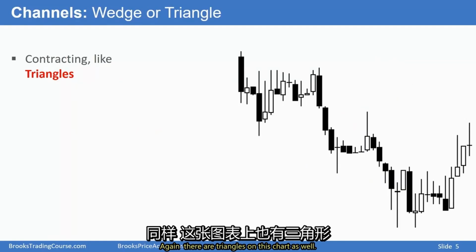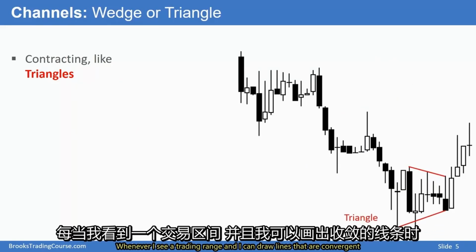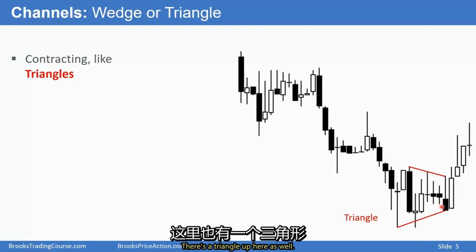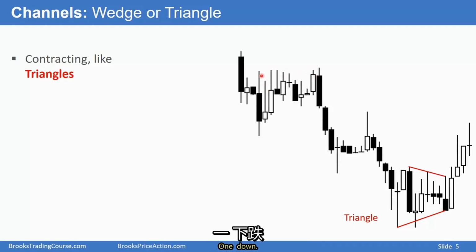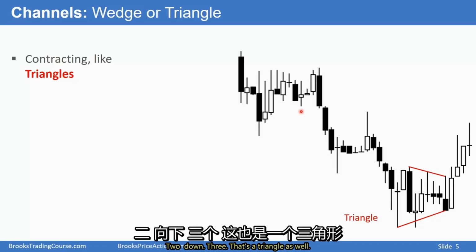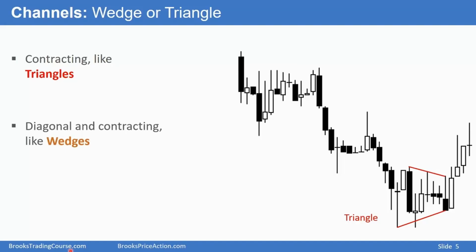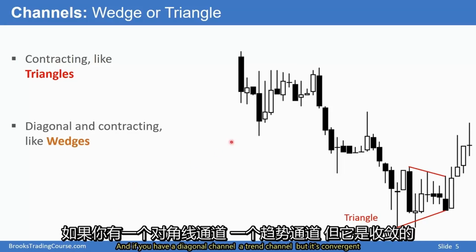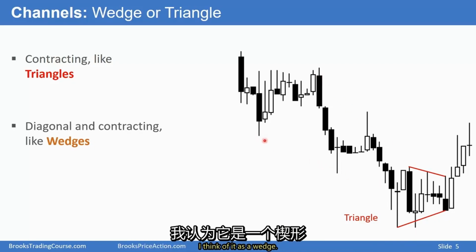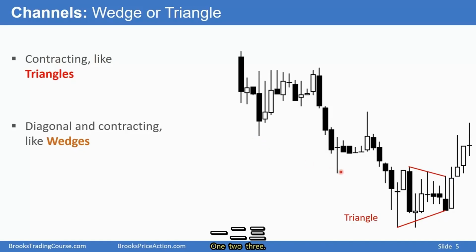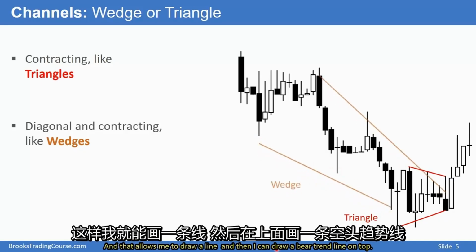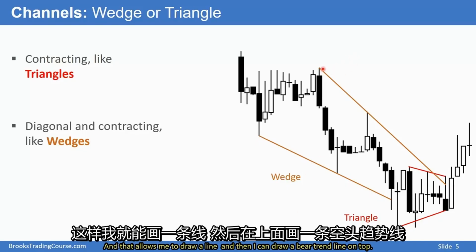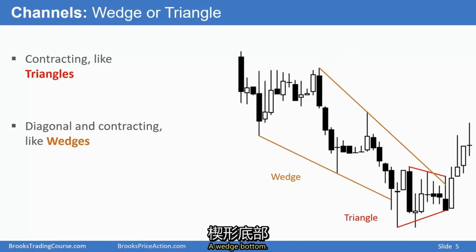Again, there are triangles on this chart as well. Whenever I see a trading range and I can draw lines that are convergent, I think of it as a triangle. There's a triangle up here as well. 3 pushes up, 1 down, 2 down, 3. That's a triangle as well. And if you have a diagonal channel, a trend channel, but it's convergent, I think of it as a wedge. So we've got 3 pushes down, 1, 2, 3. And that allows me to draw a line, and then I can draw a bear trend line on top, a wedge bottom.